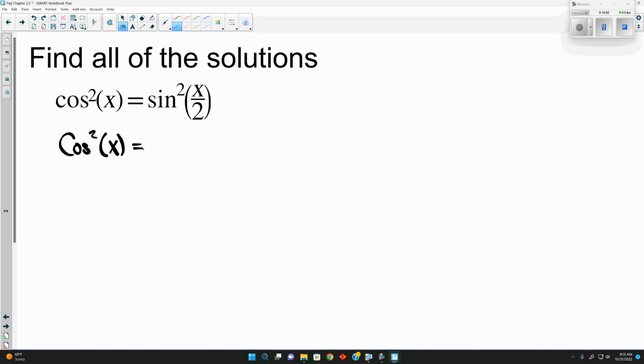Now, 2 things. One, we need to get this in terms of cosine. And 2, it would be nice to get rid of the half angle. But luckily for us, sine of x over 2's formula is going to be plus or minus the square root of 1 minus cosine of x all over 2. So we replace sine of x over 2 with its formula, plus or minus the square root of 1 minus cosine of x over 2.